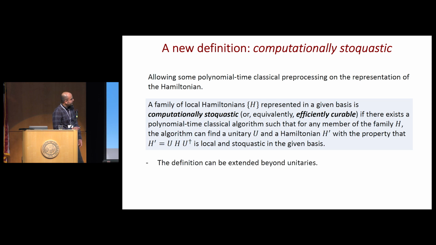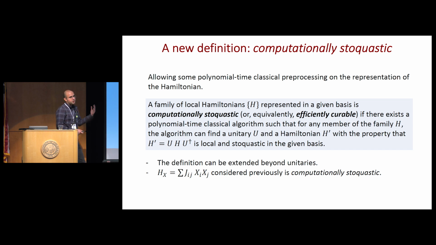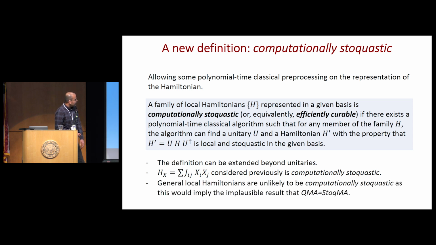Of course, one can extend the definition beyond unitaries. The example that I gave earlier, Hx, considered previously, is computationally stochastic because, as I said, we can conjugate it with Hadamard, write it in eigenstates of X operator. It's trivially stochastic. And also, we don't expect general local Hamiltonians to be computationally stochastic because, as I mentioned, we don't expect QMA to be equal to StoqMA.